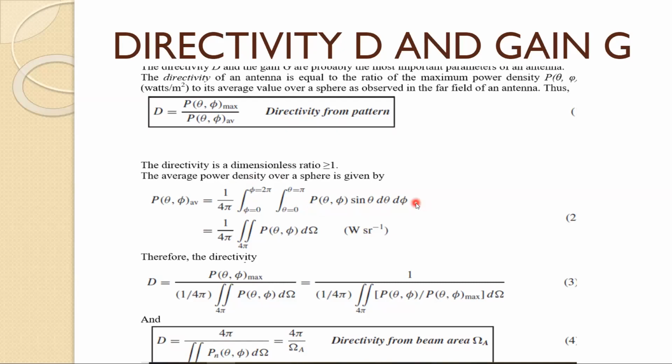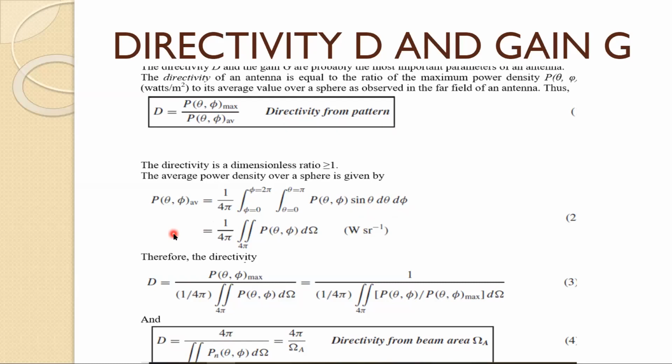So put equation 2, note this box as equation 1, and write equation 2 for this equation. This equation has number 2. Now for this equation, let us simplify it a little more. In the previous slide, sin theta d theta d phi we wrote as d omega, the beam area. So therefore, next equation.